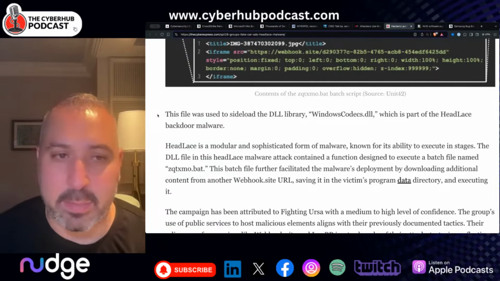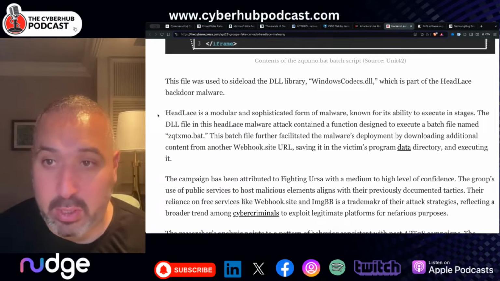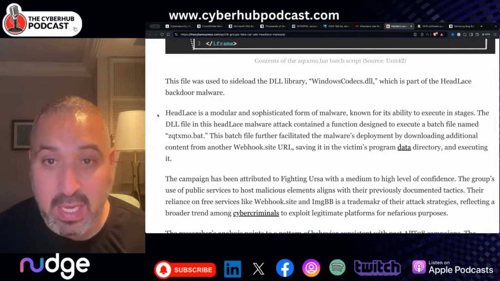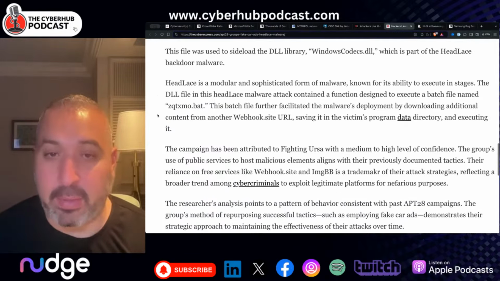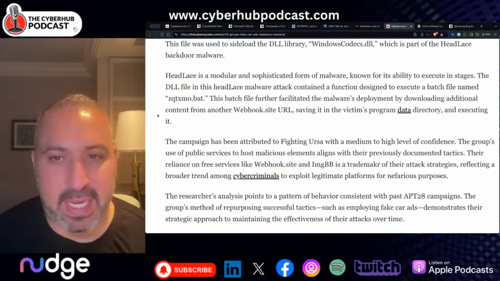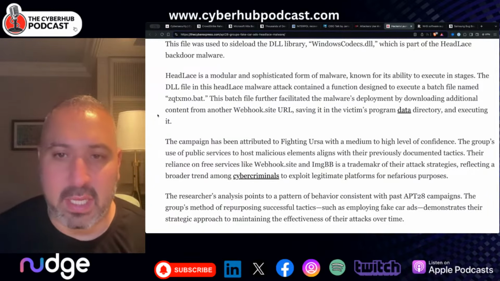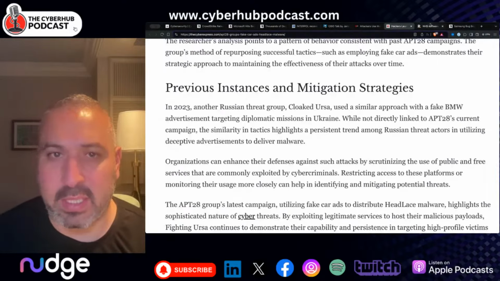the Headlace backdoor malware. And that module is a sophisticated form of malware known for its ability to execute in different stages. It knows how to obfuscate itself. It's saving in the victim's program data directory, and it's executing it. The campaign was attributed to Fighting Ursa with a medium to high level of confidence. The group's use of public services to host malicious elements aligns with those previously documented techniques. So all in all, we're seeing Russia still do that.